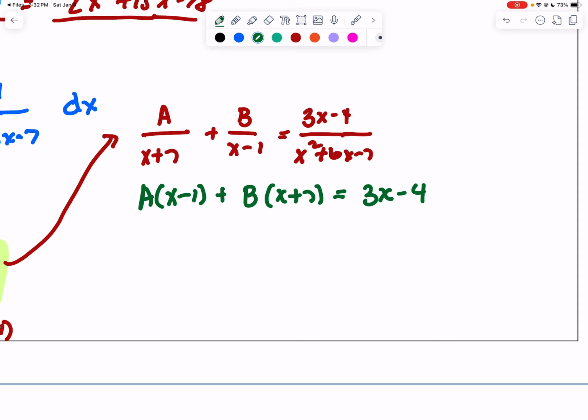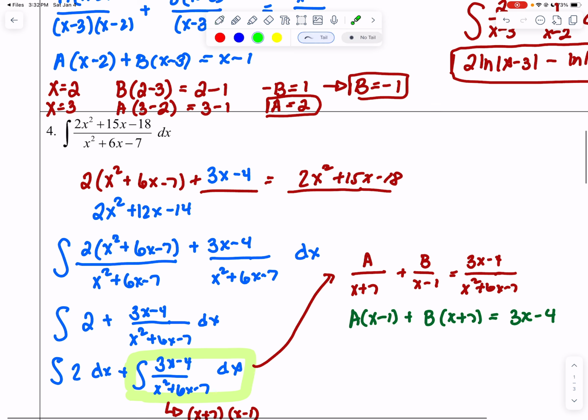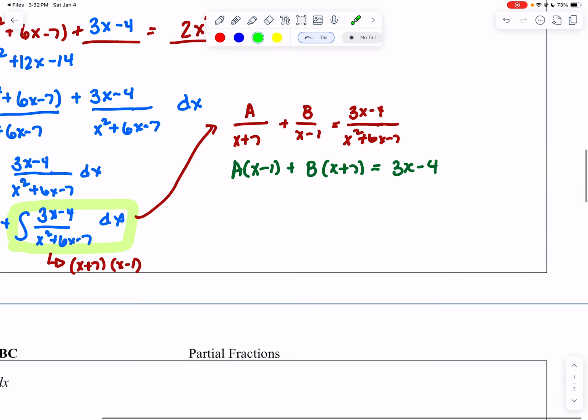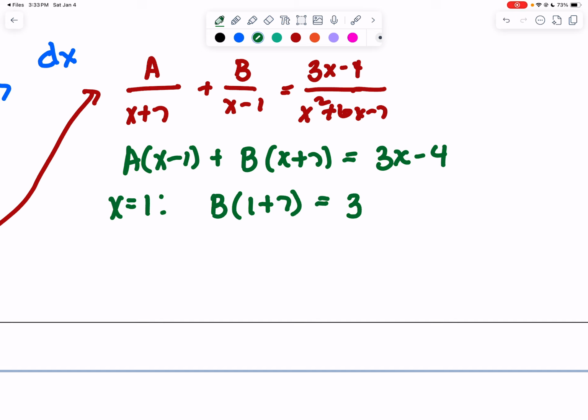All right. Once we get to this part, just like number 3 here, I'm going to find x values where I can cancel some things out. So I'm going to pretend that x is equal to 1. That way, the a will cancel out, and I'm left with b: 1 plus 7 is equal to 3 times 1 minus 4, or 8b is equal to negative 1, which gives me b to be negative 1/8.